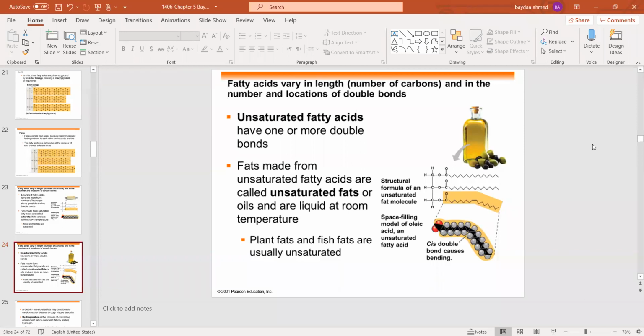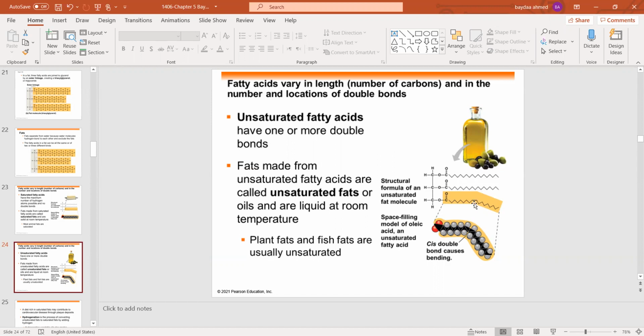An unsaturated fatty acid has one or more double bonds with one fewer hydrogen atom on each double bonded carbon. Okay, at room temperature, the molecules of unsaturated fat, such as olive oil, cannot pack together closely enough to solidify because of the kink.